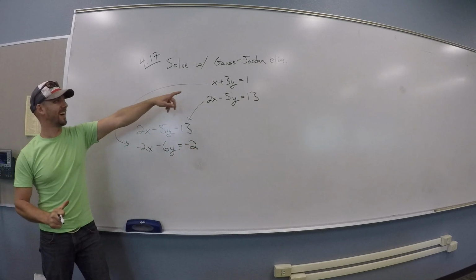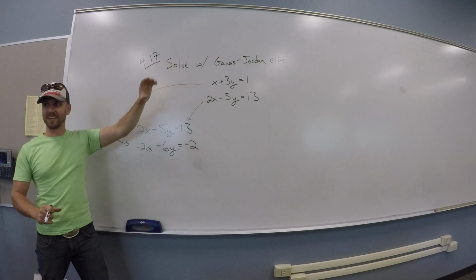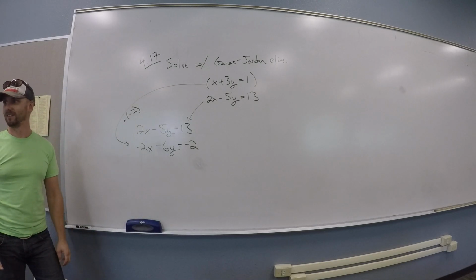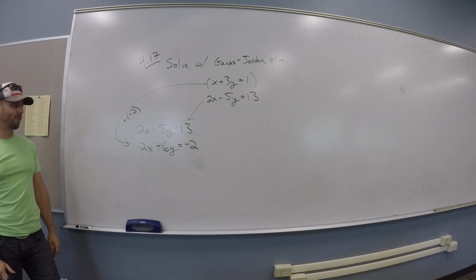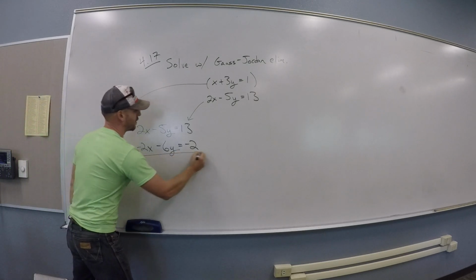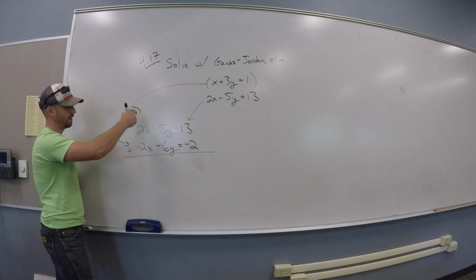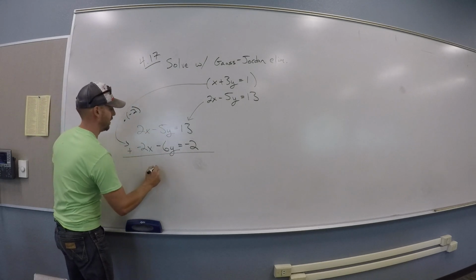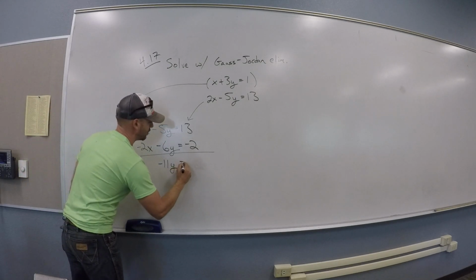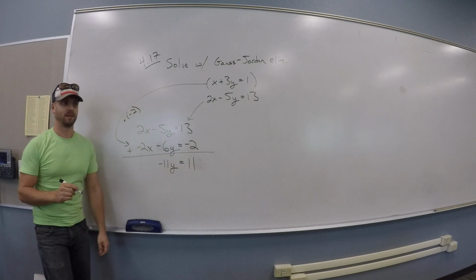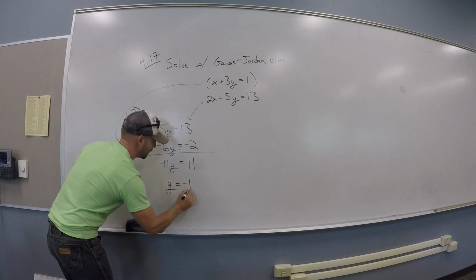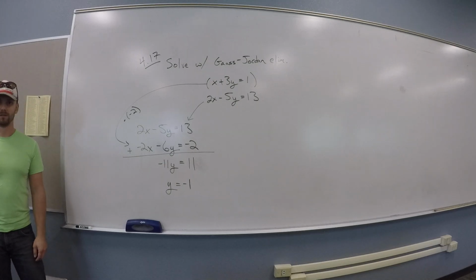So you take the entire top equation, right? All of it, the whole thing, multiply by -2. You guys all good with this? Yes. Then you add them together, and you get no x's, and a minus 11y equals 11. And then you divide, so you get y equals -1. You guys all good with that?